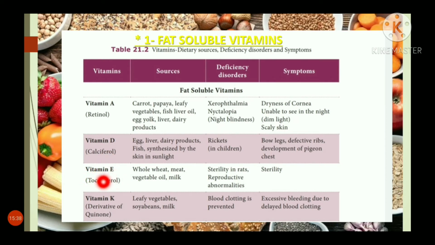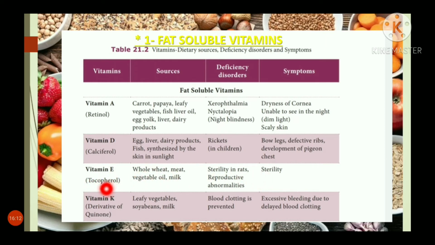Vitamin E. Tocopherol. This is present in whole wheat, meat, vegetable oil and milk. What is the deficiency if you don't have vitamin E? Sterility in rats, reproductive abnormalities. Reproductive abnormalities will be present in our body. Sterility. The functioning of your reproductive organs will not be in proper condition.